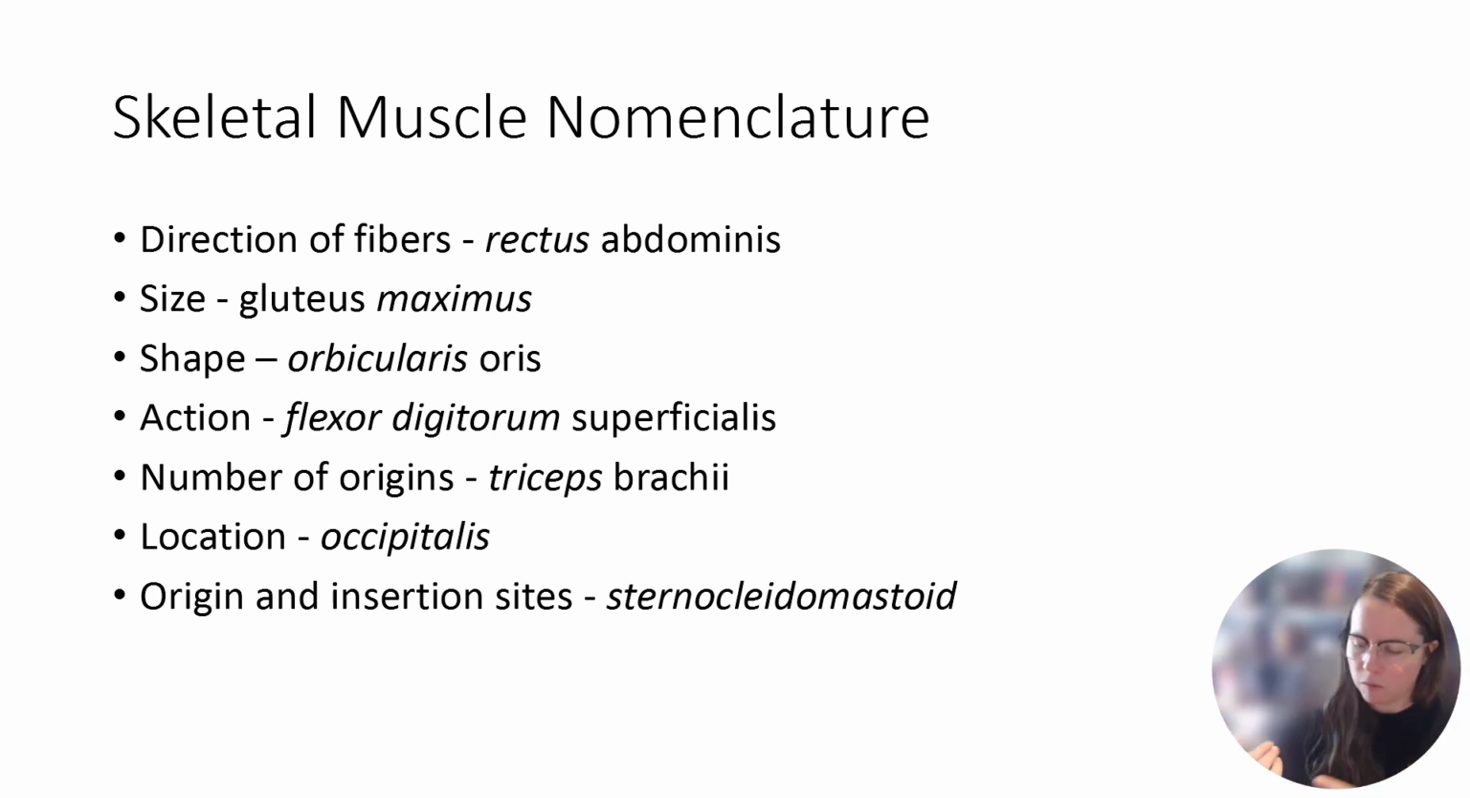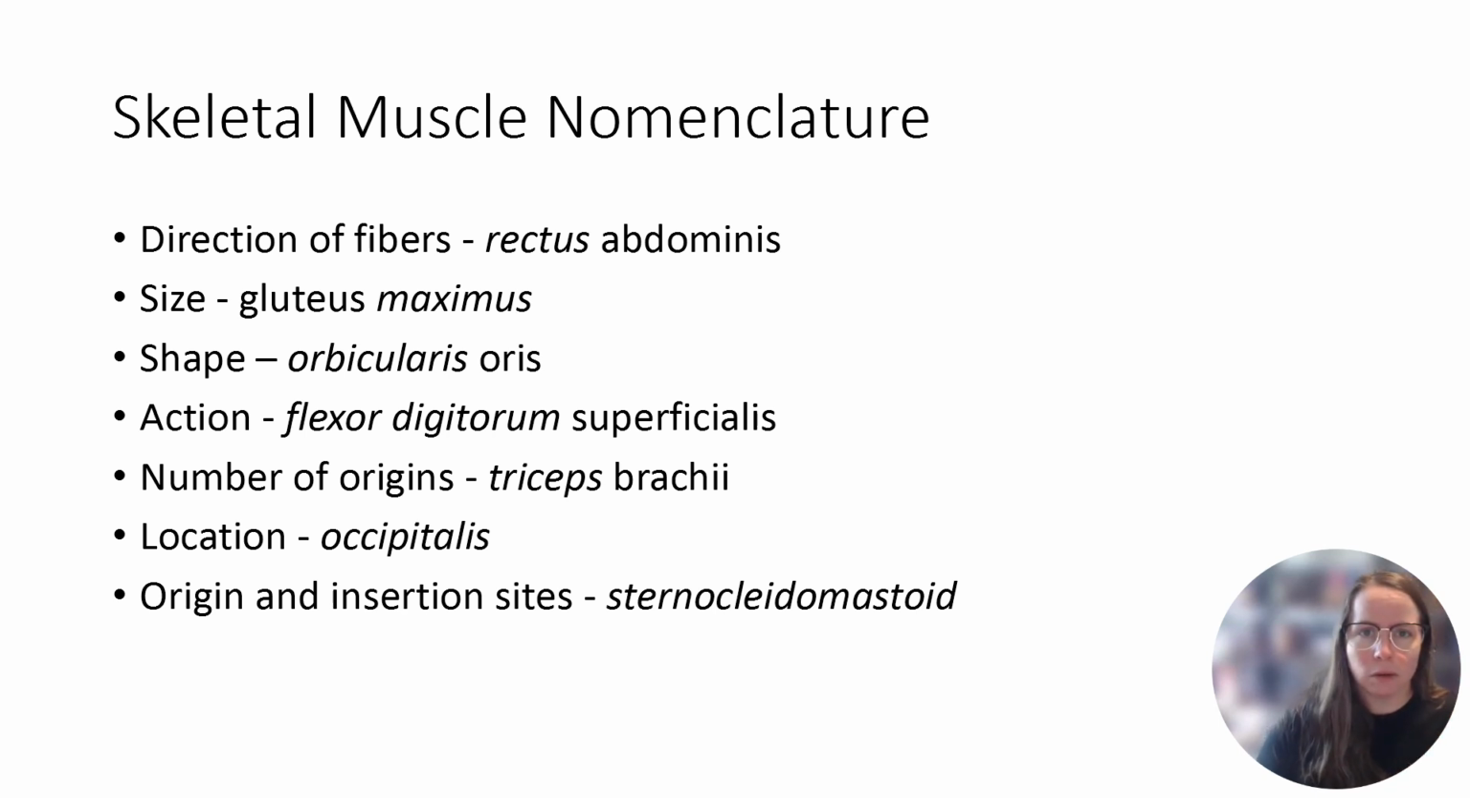Sometimes they'll tell you what they do. Flexor digitorum superficialis actually tells you what it does. It's going to flex the digits, and it's the most superficial in the forearm. How many origin sites does it have? Triceps, 3 origins. Where it's located: occipitalis, frontalis, zygomaticus major, mentalis. They tell you where they are. And then we have the special ones like the sternocleidomastoid that tell you they are going to come from the mastoid process down to the sternum and clavicle, which just so happen to be the origins and insertions.